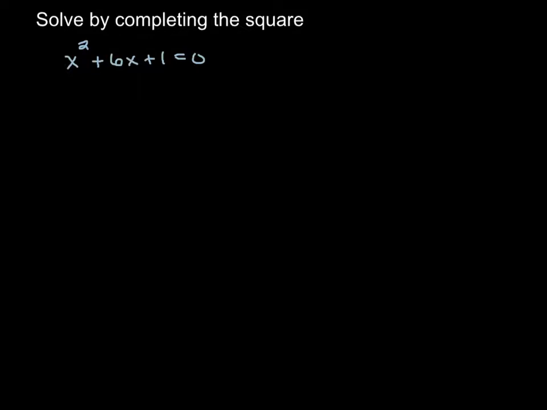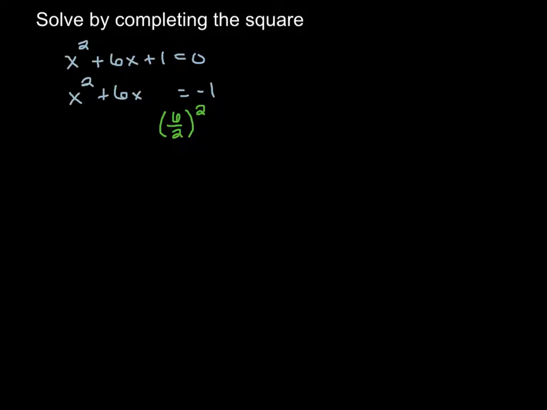So to complete the square, the first thing you do is you want to get this number to the other side. So now we have x squared plus 6x equals negative 1. And now we're ready to go. We're going to take our b term and divide it by 2. So we're going to do 6 divided by 2 and square it. That's the completing the square part. Now we're going to add and subtract it in the same equation.